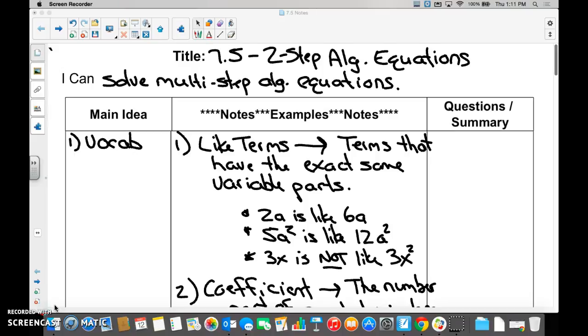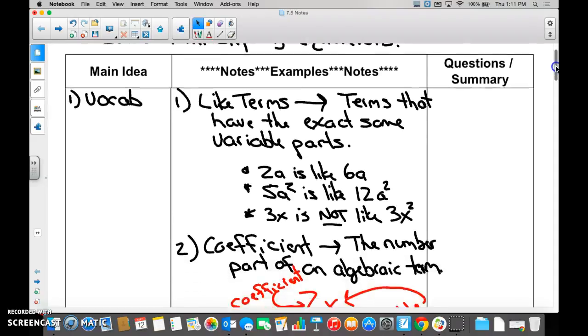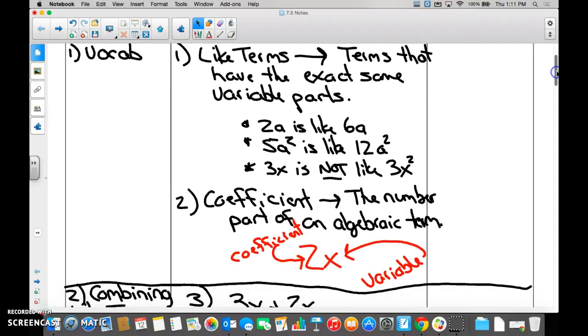Like terms. Ben, what are like terms? Terms that have the exact same variable. Very important to know what a like term is. If I am dealing with the variable a and another variable a, regardless of what's in front of it, are they like terms? Yes. If I'm dealing with a squared and a squared, regardless of what's in front of it, are they like terms?